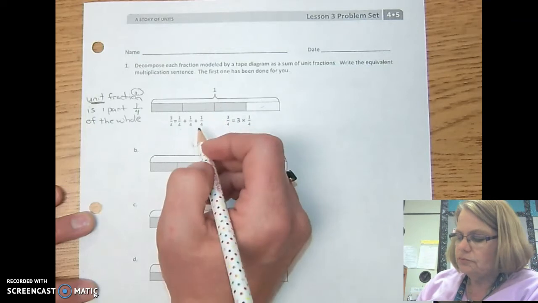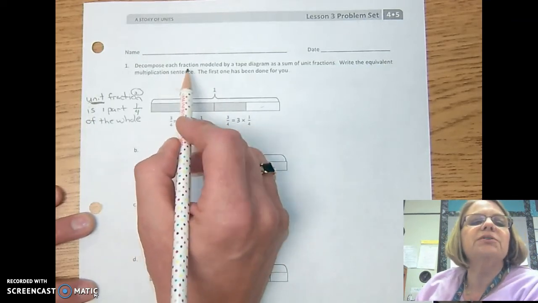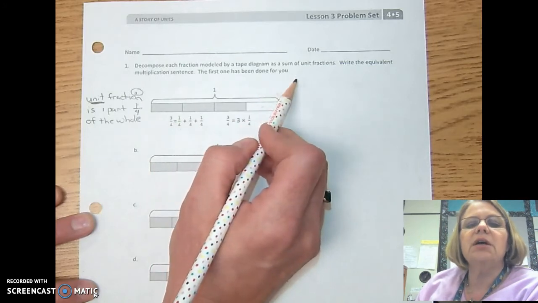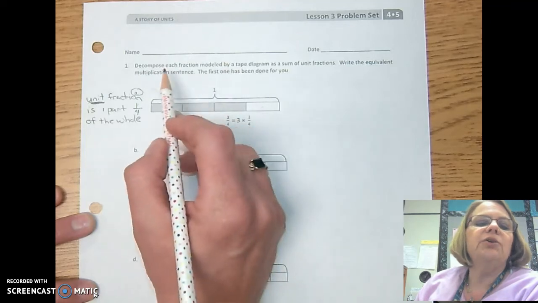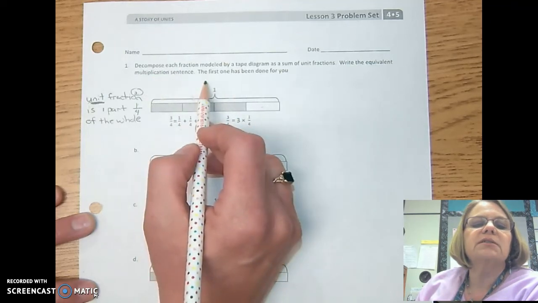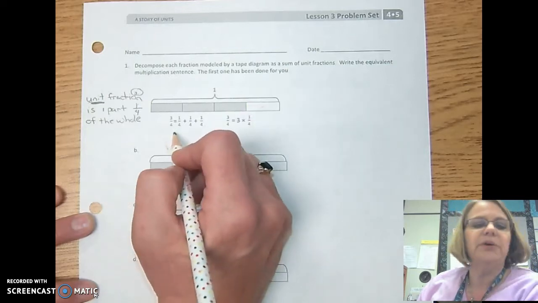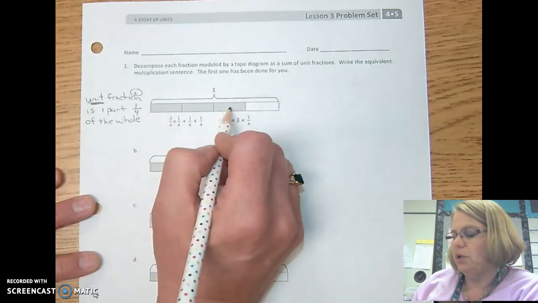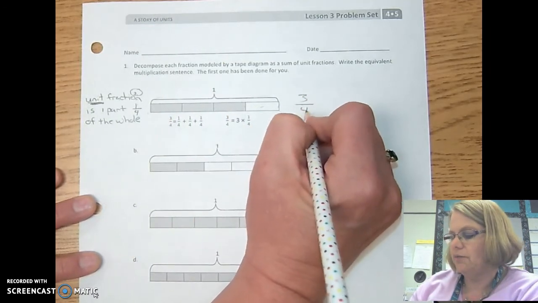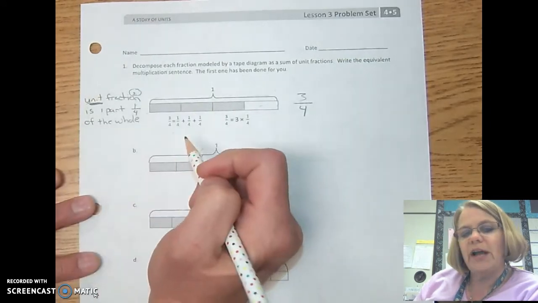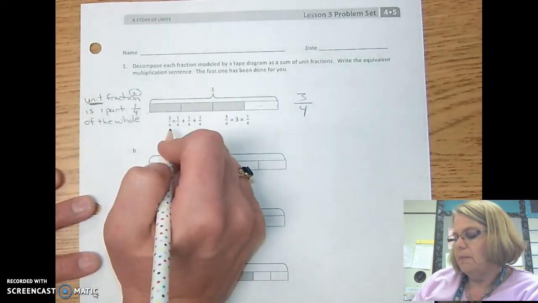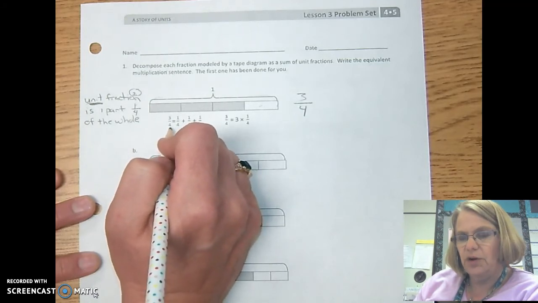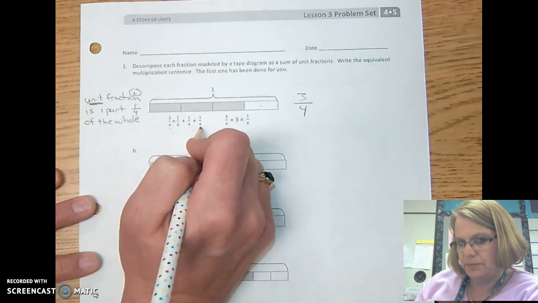So, the directions here say decompose each fraction modeled by a tape diagram as a sum of unit fractions. Write the equivalent multiplication sentence. The first one has been done for you. So if we look at what they did, we have a whole here, and they've had 3/4 shaded in, so it's 3/4. So the unit fraction is 1/4. So 3/4, like we did yesterday, 3/4 equals 1/4 plus 1/4 plus 1/4.